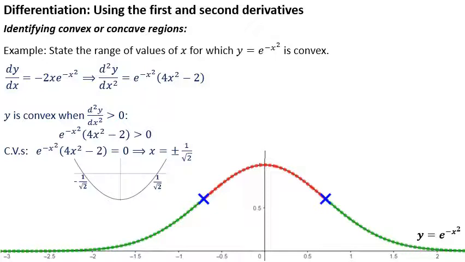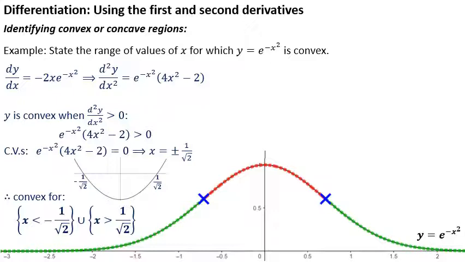Then, if you like, you can draw yourself a quick sketch here. This is essentially just a graph of 4x squared minus 2. We're looking at a quick sketch of the quadratic bit of that inequality because that's what will determine the sign of that expression. Is it positive? Is it negative? Where does that happen? And if we want to know when y is convex, we're looking for when our expression is positive. That happens either when x is above 1 over root 2 or when x is below minus 1 over root 2.